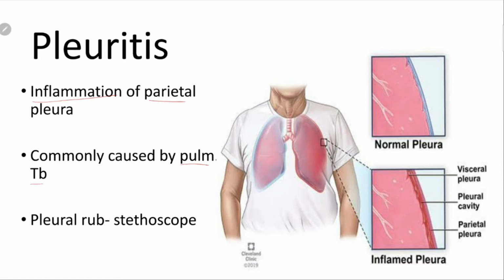The pleural surfaces become rough due to accumulation of inflammatory exudate. Due to the roughening of the pleural surfaces, friction occurs between the two layers of the pleura during respiratory movement. Thus, pleural rub can be heard with a stethoscope on the surface of the chest wall during inspiration and expiration. So here you can see this is normal pleura and inflamed pleura. The visceral pleura and parietal pleura are quite inflamed as compared to this.